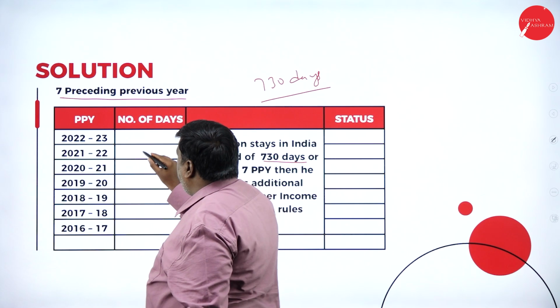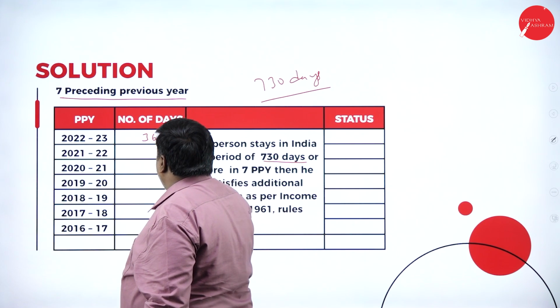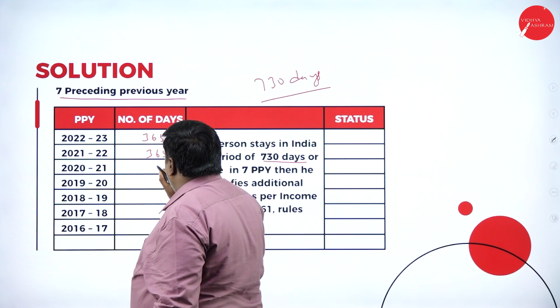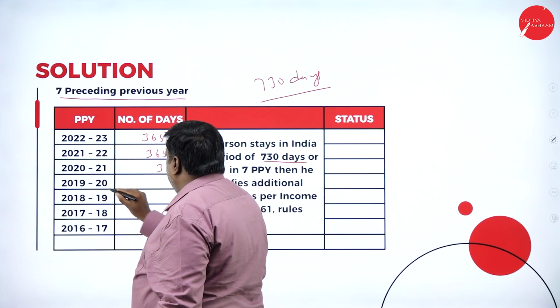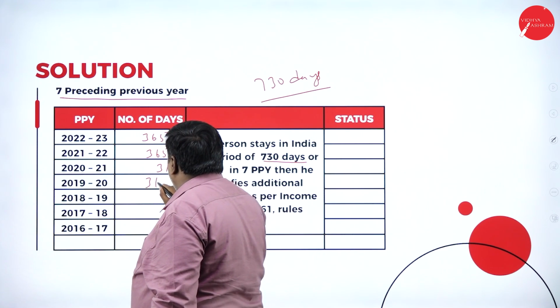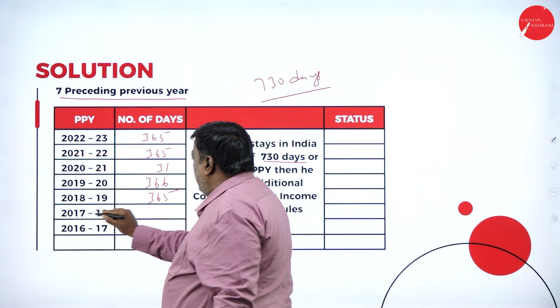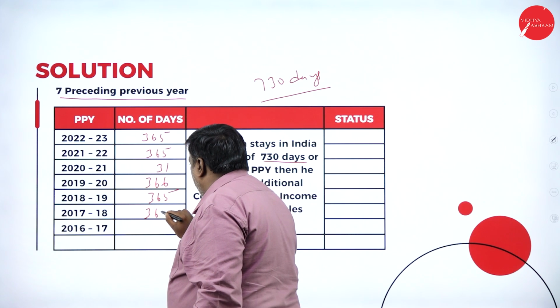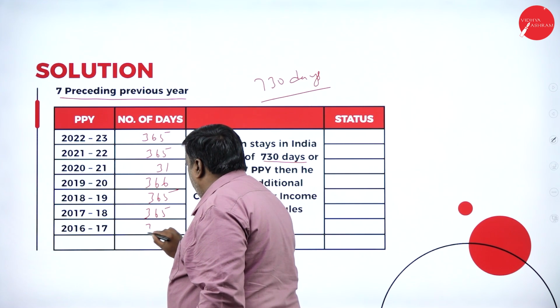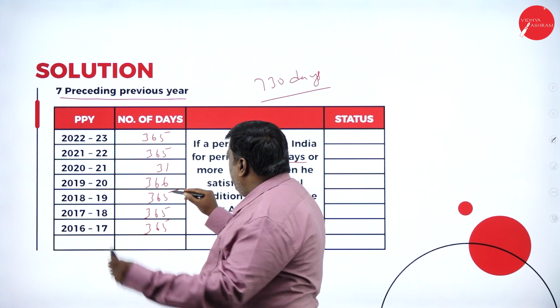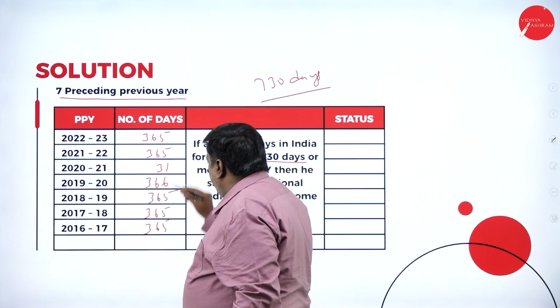Now, 2022-23, I was in India. 21-22, I was in India. 2020-21, I was in India for 31 days. 2019-20, I was in India. 18-19, I was in India. 17-18, I was in India. 16-17, I was in India. So 5, 10, 15, 21, 22, 32.